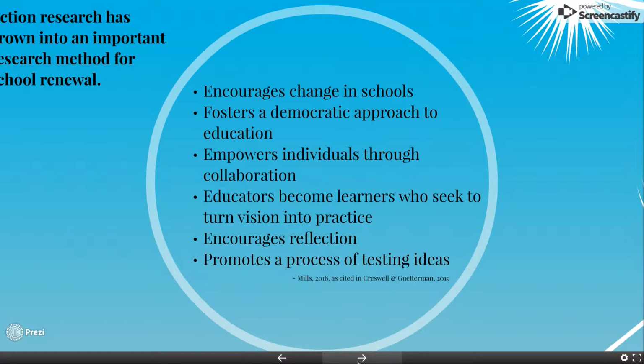It's grown in importance because it encourages change in schools. It fosters a democratic approach to education and really is born out of collaboration. It's teachers turning their vision into practice, and that innovation is born by a process of testing new ideas.